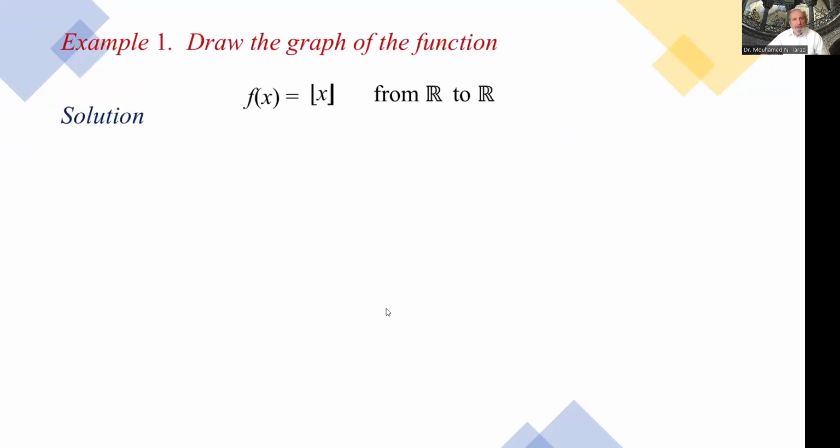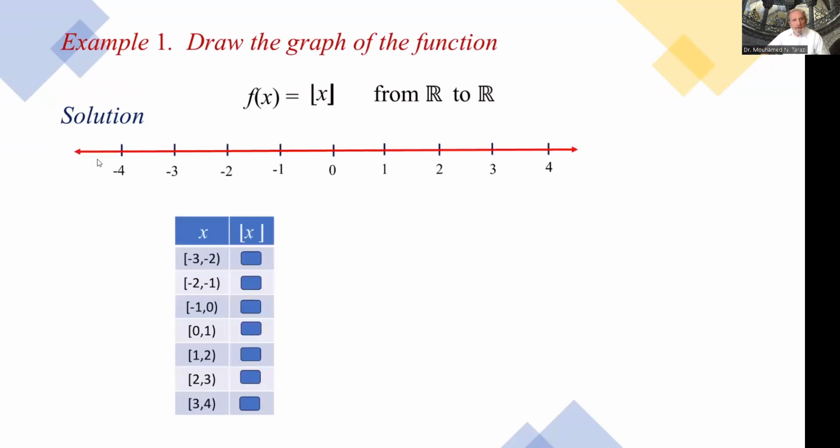Now we're going to see a lot of examples. This example is really the reference function. That's the basic function, the basic floor function. We're going to be drawing this from R to R, and obviously the range of this function is Z, the set of integers. So we make a table. Use this number line, it will help you quite a bit. So we're going to use x between -3 and -2, -2 and -1, up to 3 and 4, always closed on the left and open on the right.